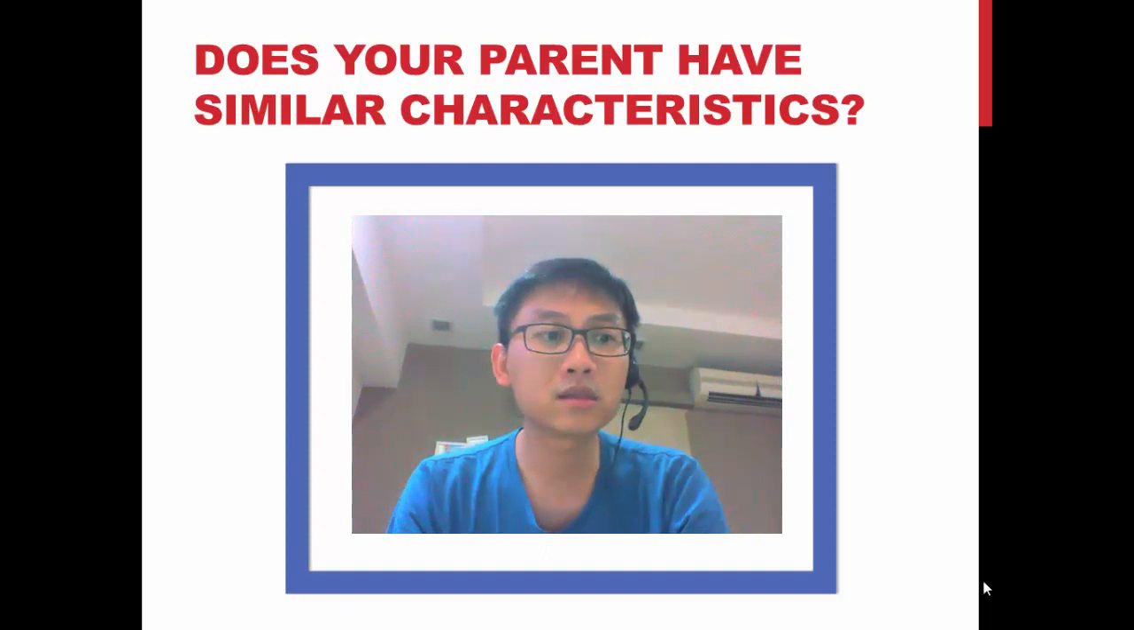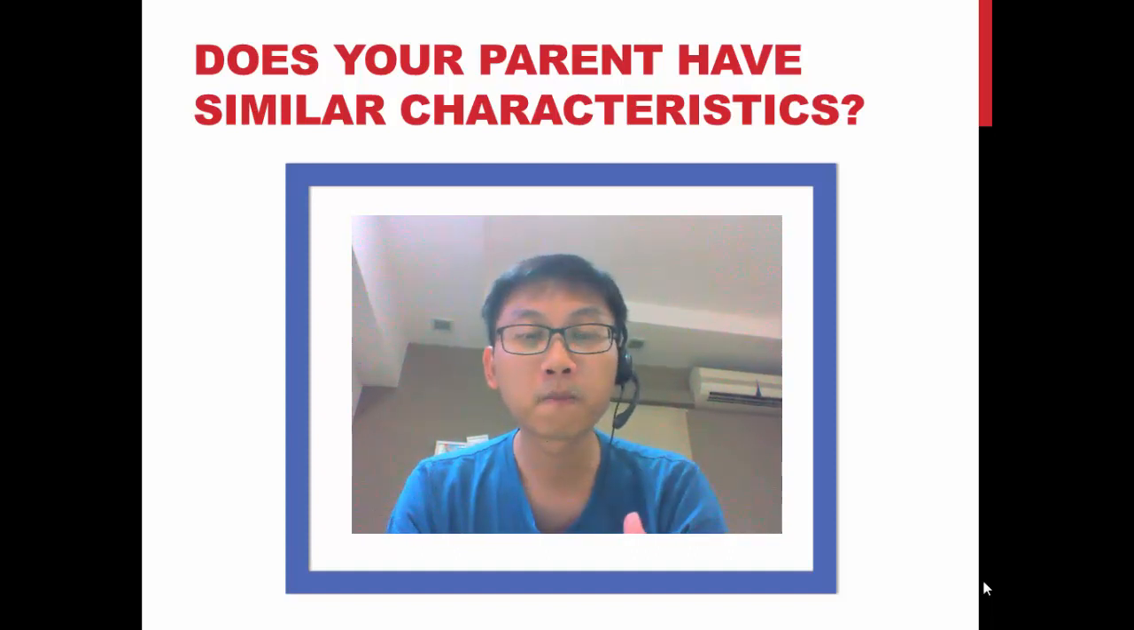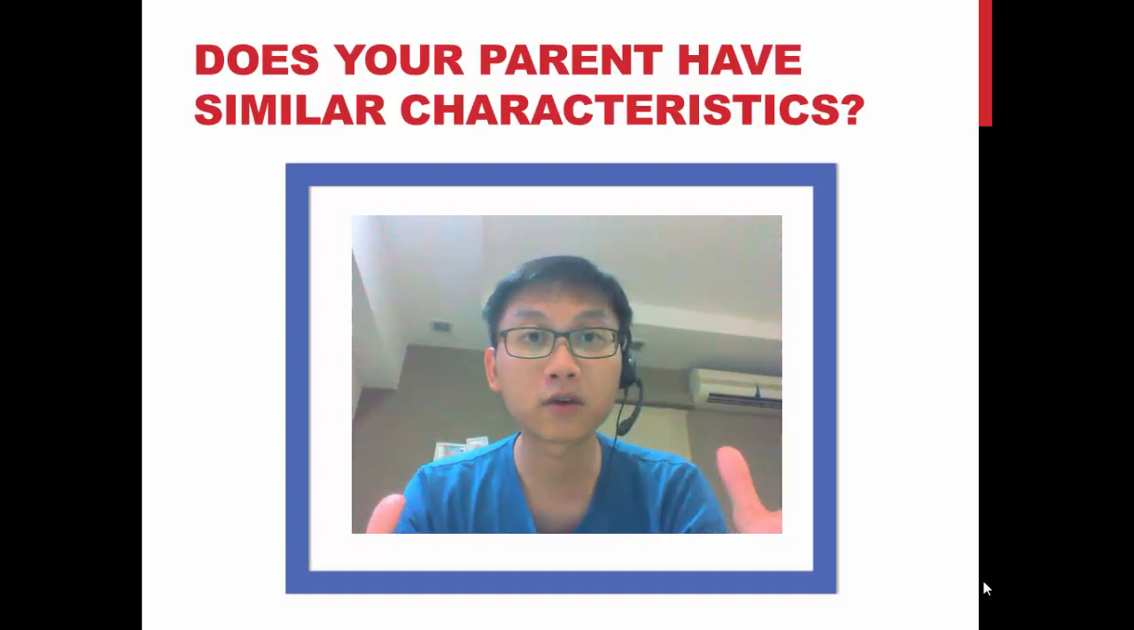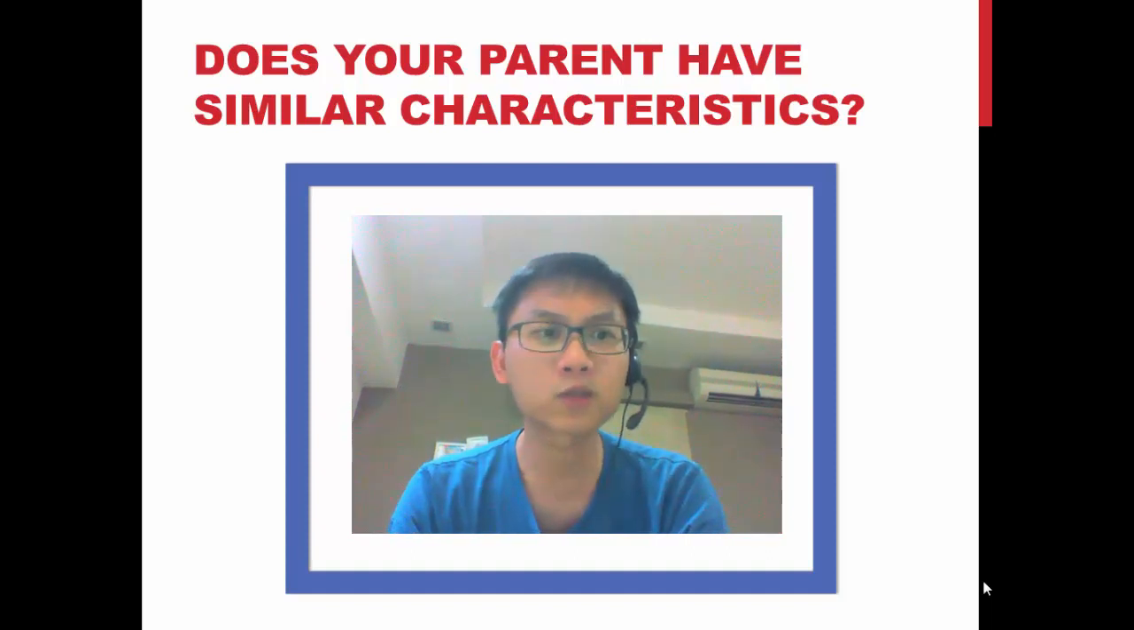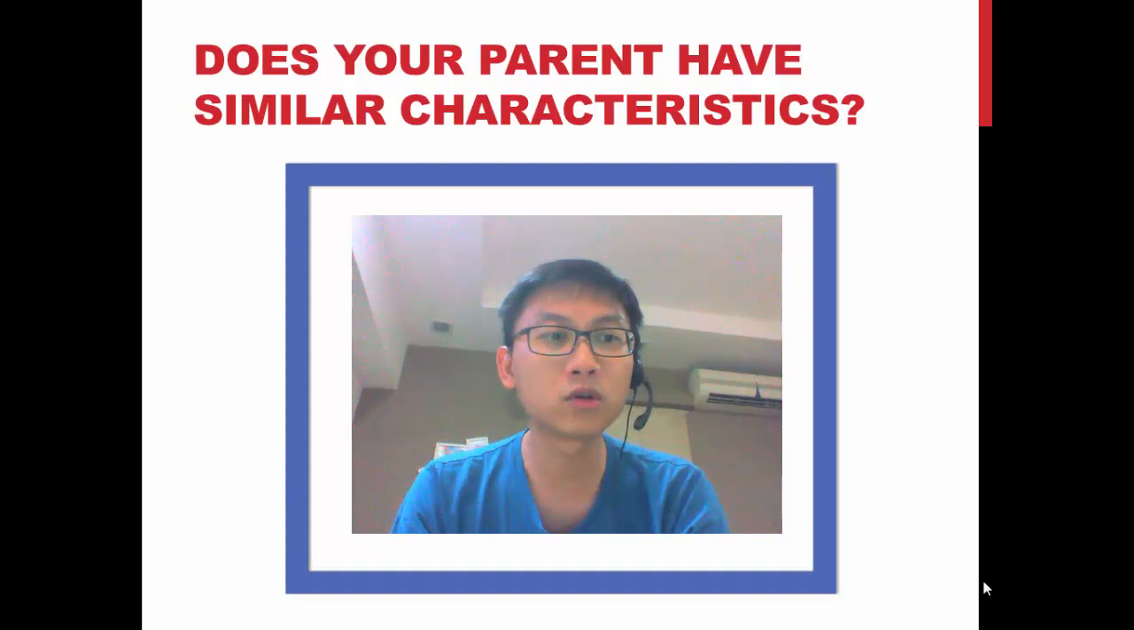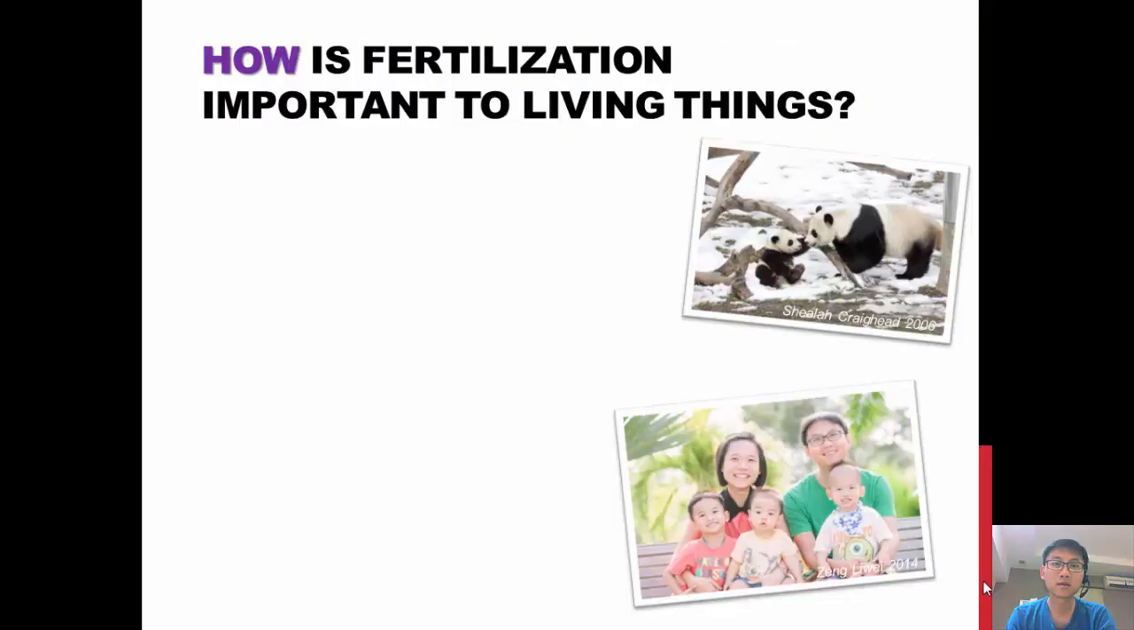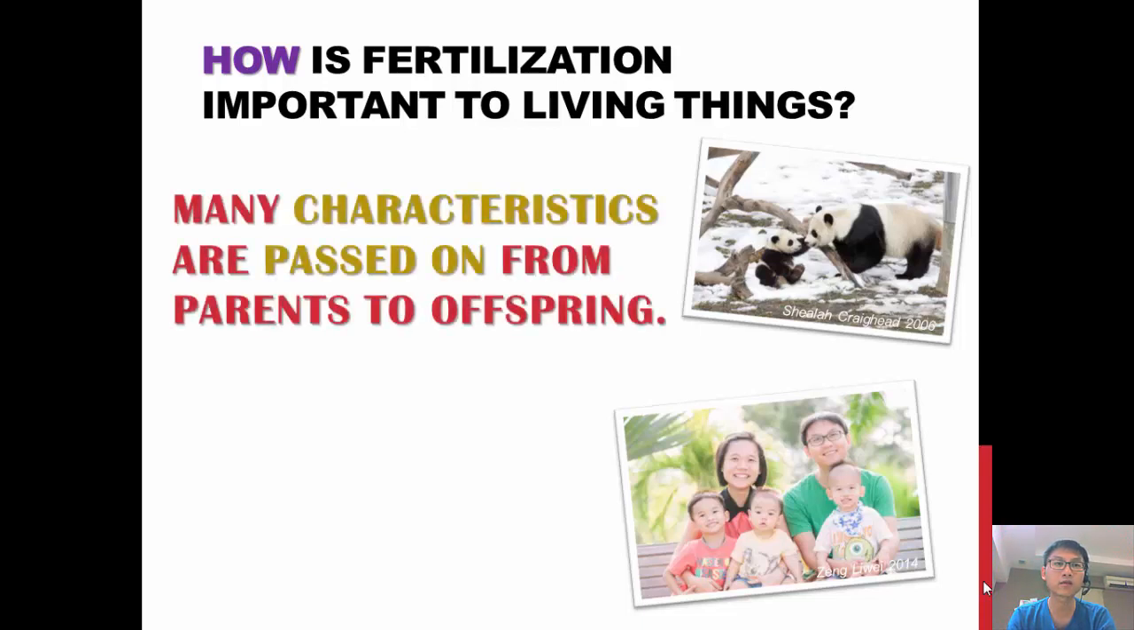Now you notice by now that you have many characteristics which are similar to either your father or your mother. Usually you have a mixture of characteristics from both your parents, and that's why people from the same family tend to look or even behave alike. So we get our characteristics from our parents. Fertilization is important because many characteristics are passed on from parents to offspring. And that's why a panda will only give birth to pandas, and human beings will only give birth to human beings. This is also what makes you and your family so special and unique.